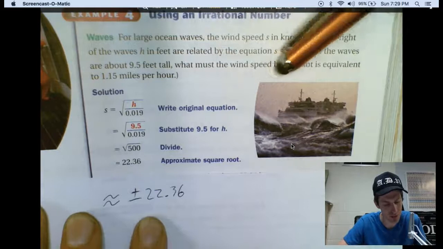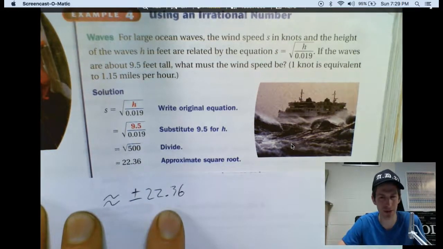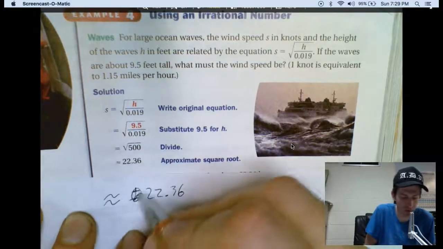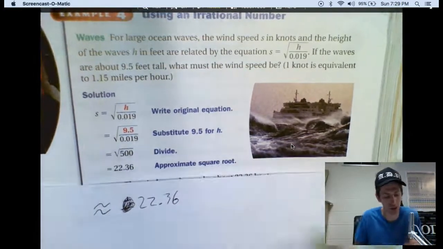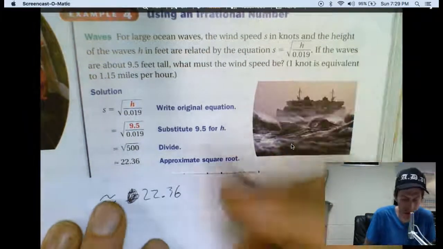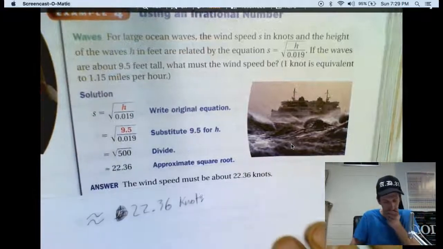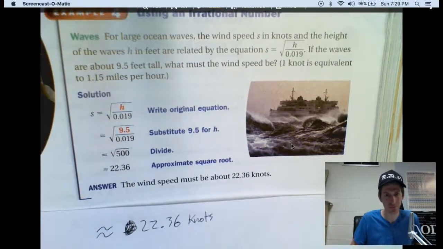Now, what must the wind speed be? Can wind speed be negative 22.36? No. So forget about the plus or minus. It's just positive 22.36. Miles per hour? No, knots. That's what they have there.